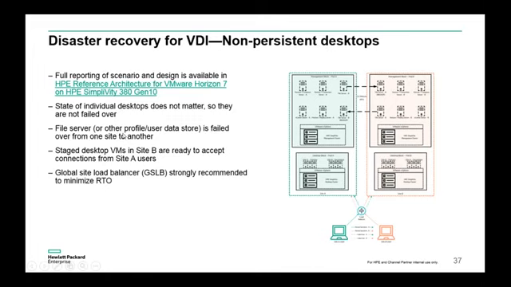The file server or other profile user data store is failed over from one site to another. Stage desktop VMs in site B are ready to accept connections from site A users. This is site A user, this is site B. A global site load balancer is strongly recommended to minimize RTO. That means a load balancer is required. This is the load balancer, this is the site A and site B user. Strongly recommended to minimize the RTO.